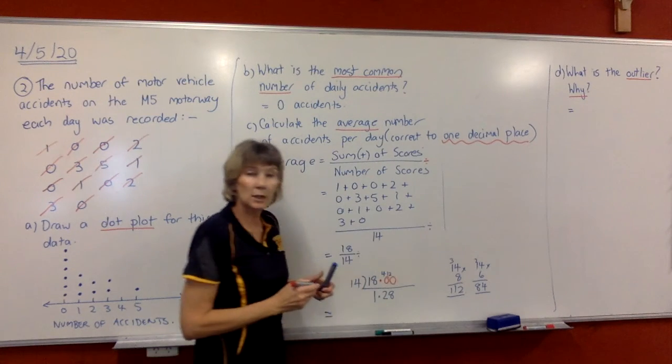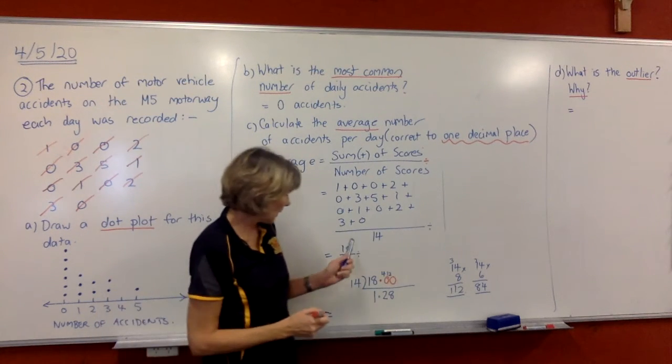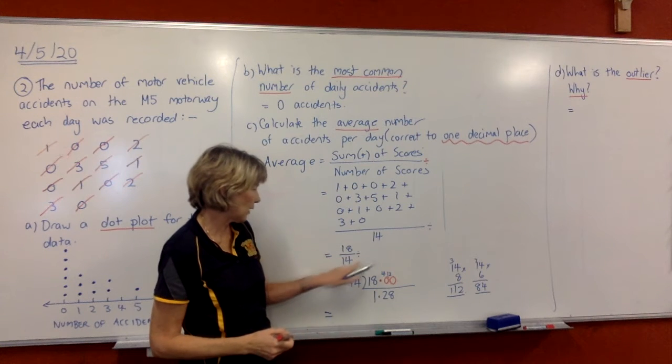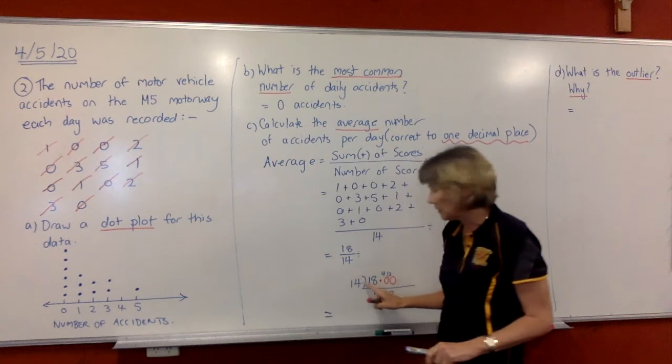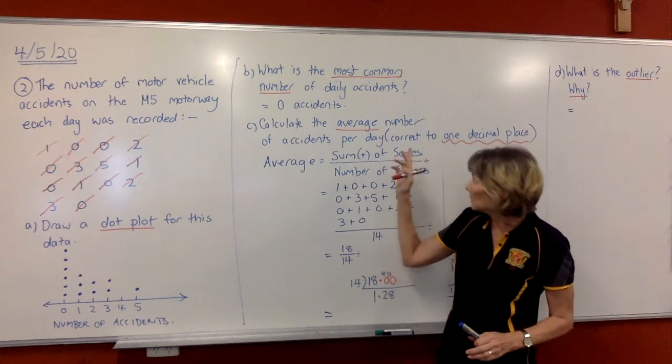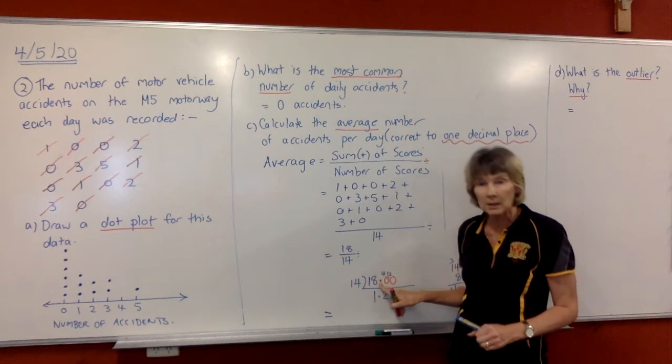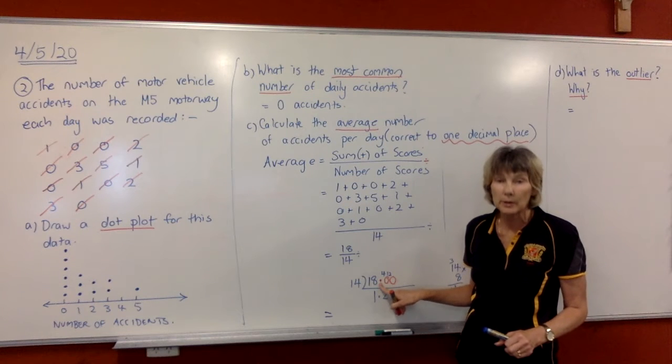They want your answer to one decimal place. So we're going to do this division, 18 divided by 4. I've just started to set it up. Okay, so it's 18 divided by 4. Now we want a decimal, so we're going to put a point and then start putting zeros after it.